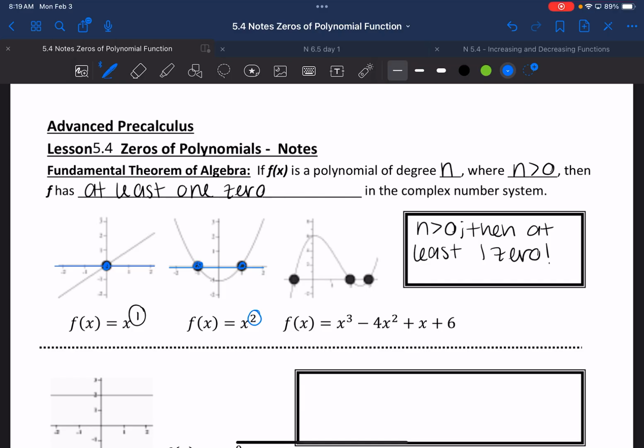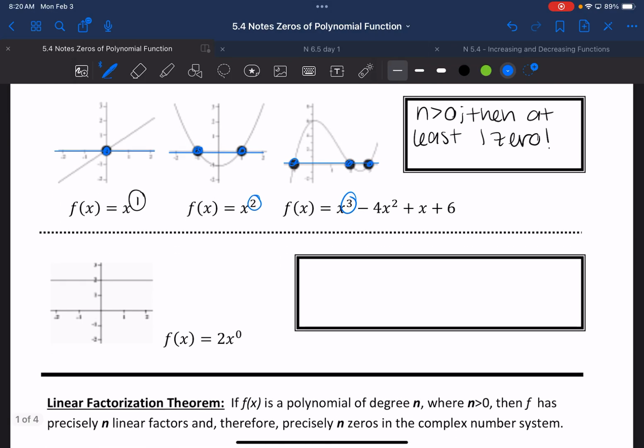For that next function, we've got x cubed minus 4x squared plus x plus 6. Remember, the degree of your function is the highest degree there, right? So the degree of this function is 3. And we do happen to have at least 1 zero, right? Because that 3 is greater than 0. So all this theorem is saying is if your highest exponent, your degree of your function, is greater than 0, so a positive number, then you're going to have at least 1 zero in your function. Okay?